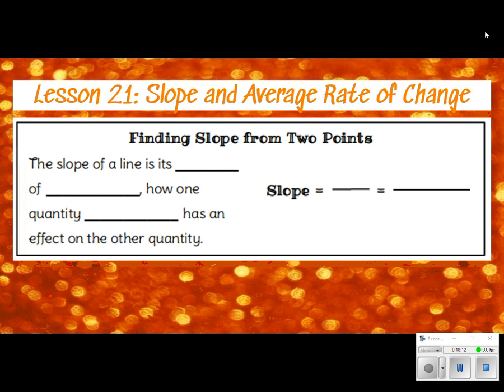All right, let's find the slope of the line between 2 points. The slope of the line is its rate of change. How one quantity changes has an effect on the other quantity. And so we're looking at change in y over change in x, and there is our formula. And we're just going to be given 2 points.